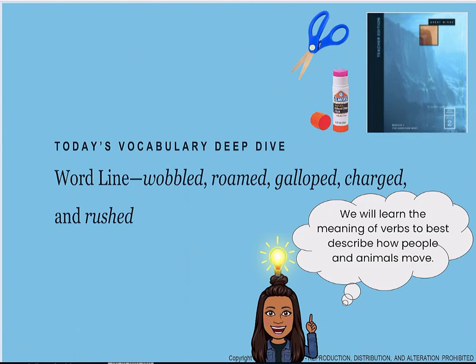Today we are going to be learning the meaning of verbs or action words to best describe how people and animals move. You will need your blue workbook, a pair of scissors, and some glue today. So pause the video now if you do not have those items.